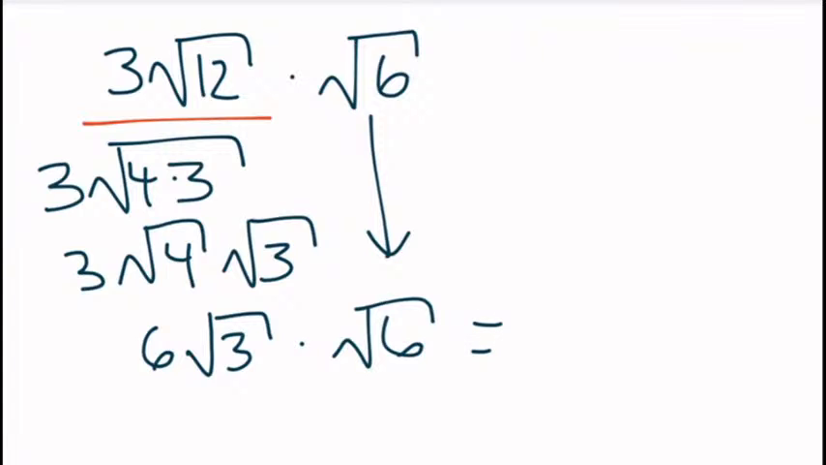So now we're going to multiply the coefficients, which is just 6 times 1, and we assume the 1 because there's nothing written in front of the radical 6. So 6 times 1 is equal to 6, and then 3 times 6 is equal to 18. So our final answer would be 6 radical 18 if it was simplified all the way, which it is not. Radical 18 can be split up into 9 times 2, and we know that 9 is a perfect square.